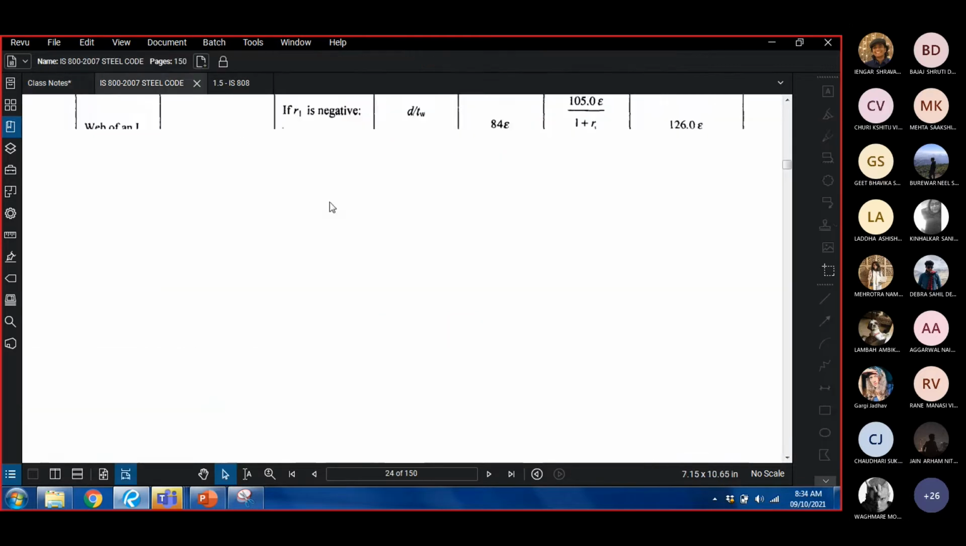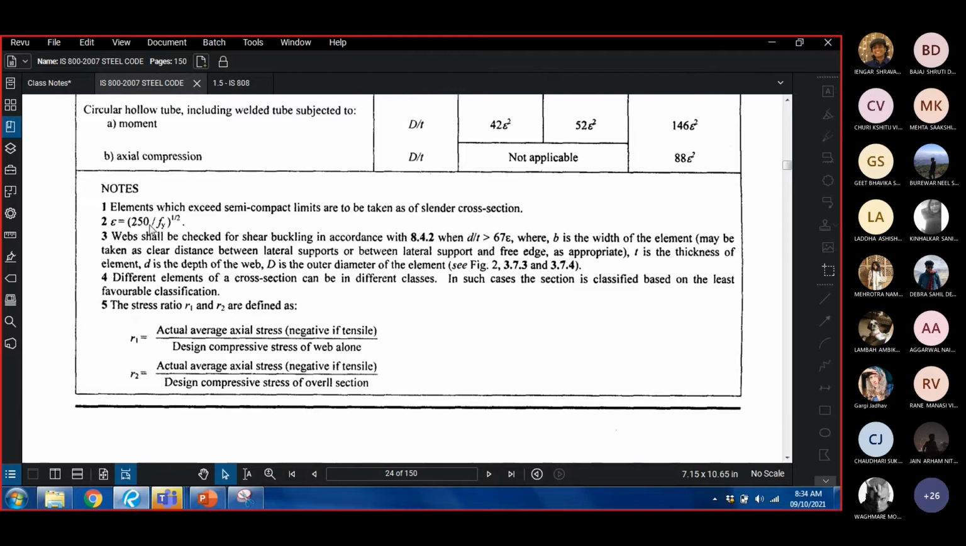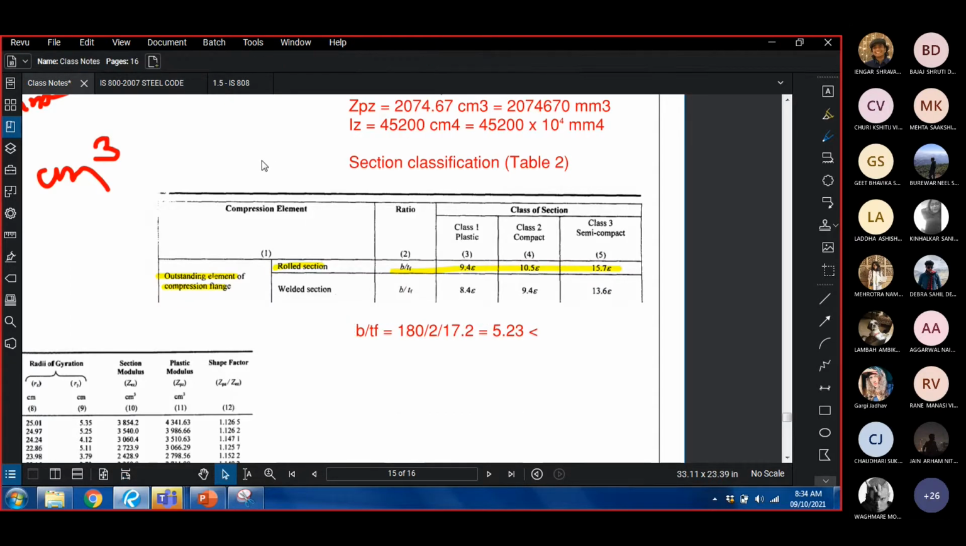If you go back to this table, it gives that epsilon is (250 upon Fy) to the power 1 by 2. Now our Fy is 250. So 250 upon 250 is 1. Square root of 1 is 1. So the value of epsilon is 1, where Fy is 250. If you want, I'll just make a side note of it.